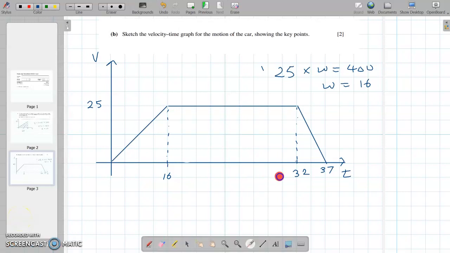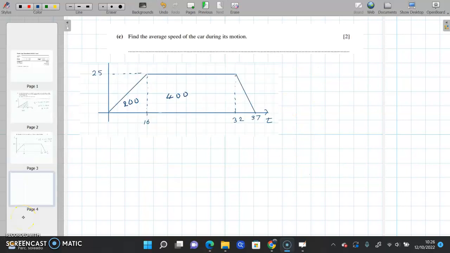Make sure you show the key bits. 32 seconds here, the end point 37, the 16 seconds here, the 25. The examiner's looking for all these points. The examiner's going to check that coordinate's correct, that one and that one. Straight line, all straight lines.